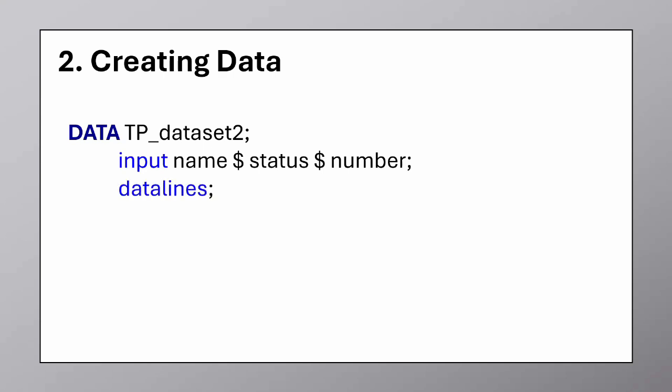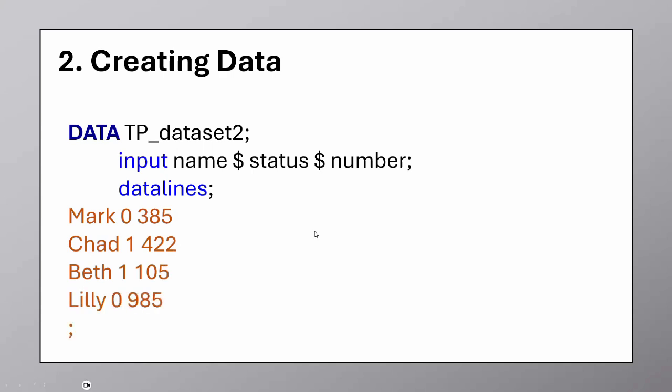So again, there's a way to do cards. I like to use data lines. And so your input is going to say what are the variable names and their types. If they're class variables, you're going to need to have the dollar sign after it. If it's just a number, you don't have anything after it. And so for a very simple one, just fill it out from there, then have a semicolon at the end.